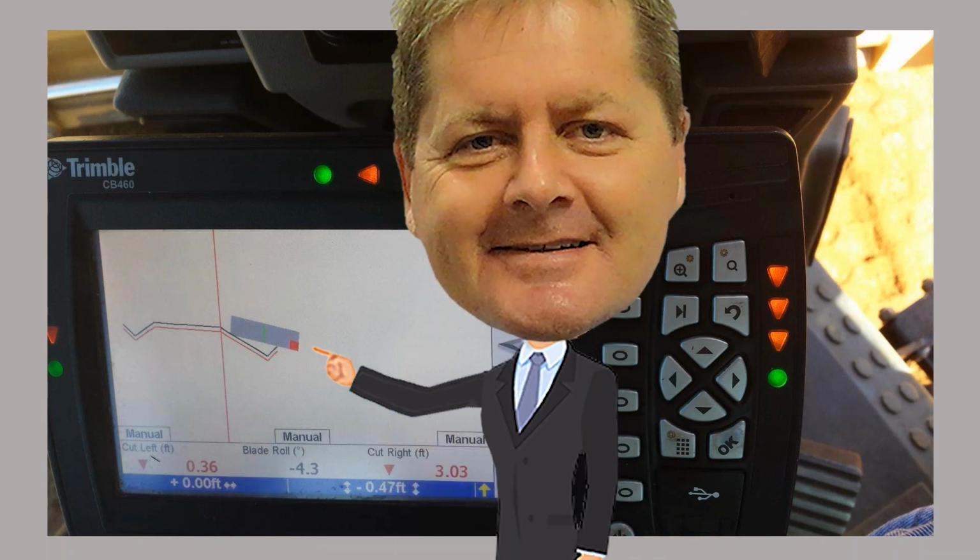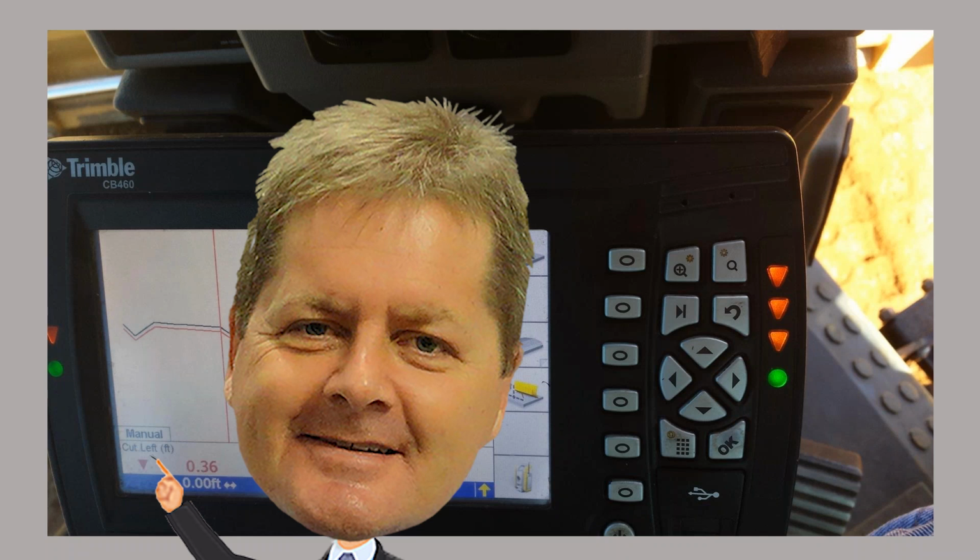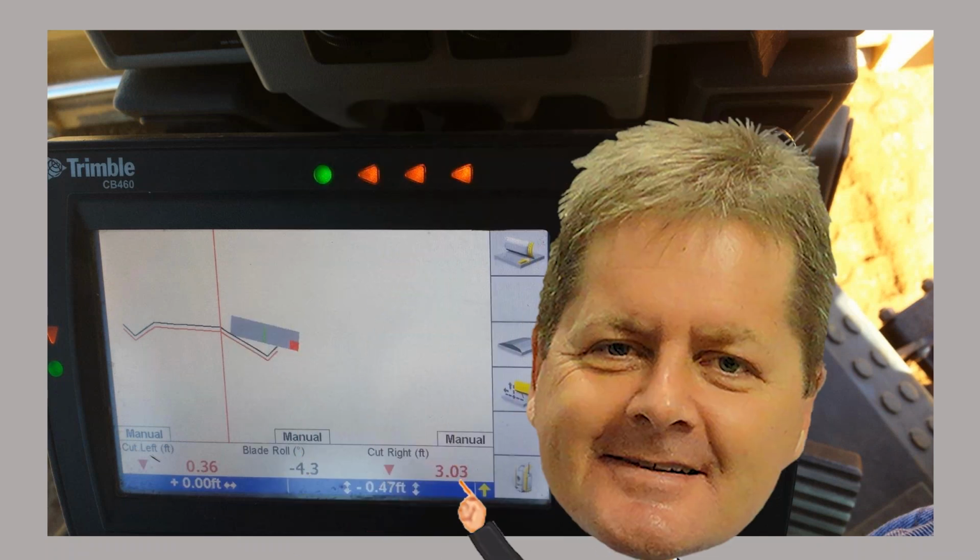They can go in there. You can see already where the driver had pulled off to the side. He's supposed to have this corner lined up right there eventually. And so it's telling him, you've got to go to the left. And the right side's got to go down a heck of a lot more. And the left side has to go down a little bit. And there's even numbers, right? 0.36 of a foot got to go down, and 3 feet got to go down.